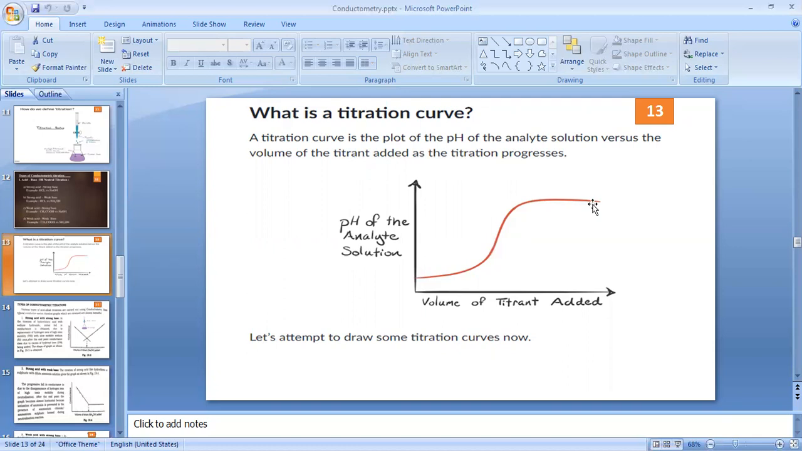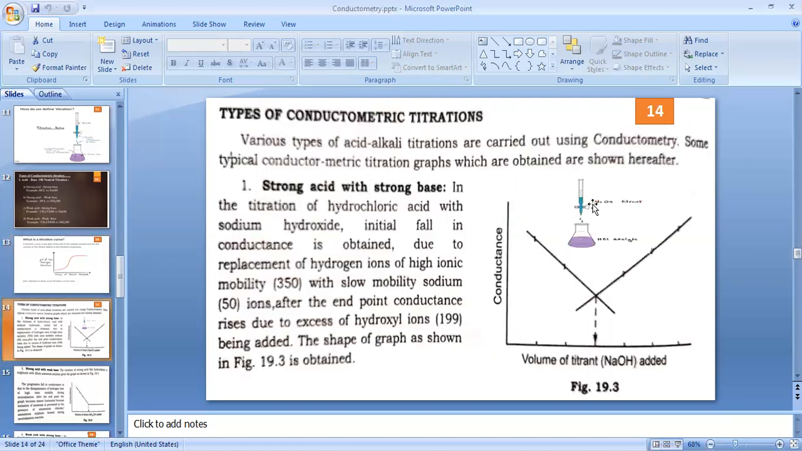So let's attempt to draw some titration curves. The first type is the titration of strong acid with strong base. The best example is titrating HCl with sodium hydroxide. Various types of acid and alkali titrations are carried out using conductometry, and some typical conductometric titration graphs are shown over here. First is the strong acid with strong base. In the titration curve, we plot the volume of titrant consumed by the analyte against the pH of the analyte.